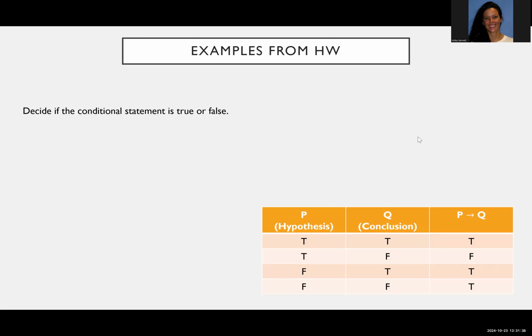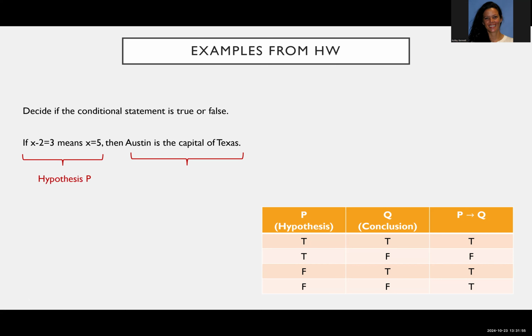One more example here. If x minus 2 equals 3 means x equals 5, then Austin is the capital of Texas. All right, here we go. Again, you want to break it into your hypothesis and your conclusion. So the hypothesis P is that x minus 2 equals 3 means that x equals 5. And if you were to solve x minus 2 equals 3, you would get that x equals 5. Austin is the capital of Texas. That's also true. So I have a true and a true.